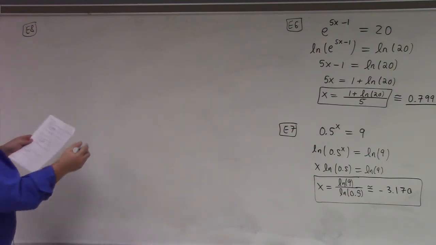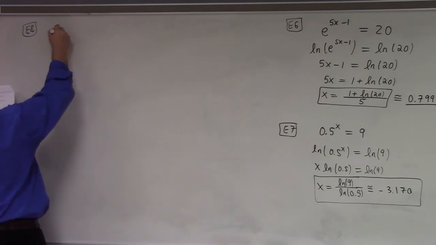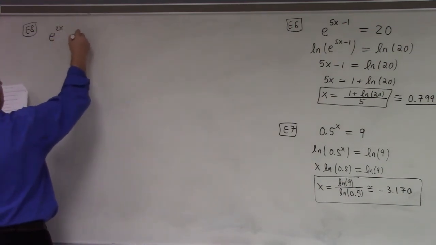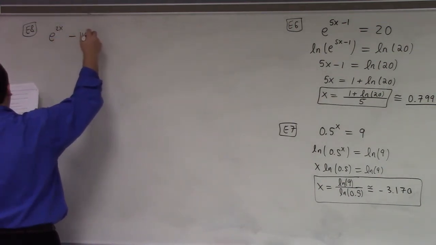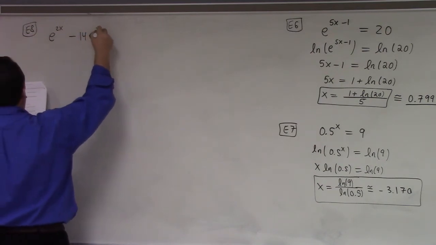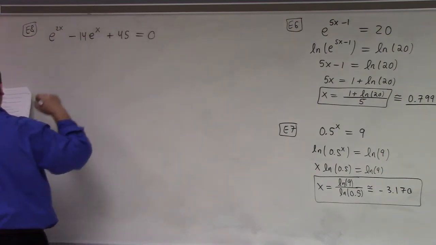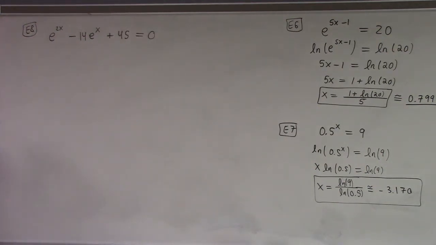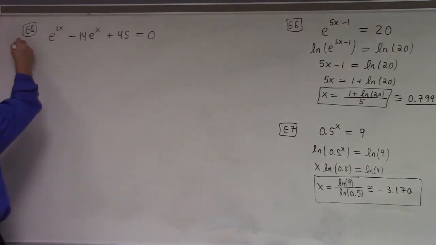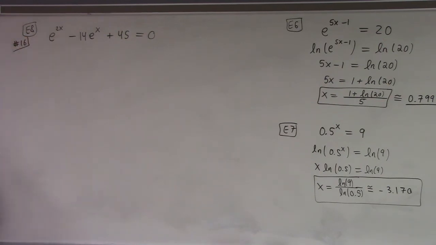Here's a mid-level boss. Actually, this is kind of like the worst that you tend to run up against. e to the 2x minus 14 e to the x plus 45 equal to 0. Now this is different. This is number 16. This is going to require a little bit different of an approach. How do we solve something like this?